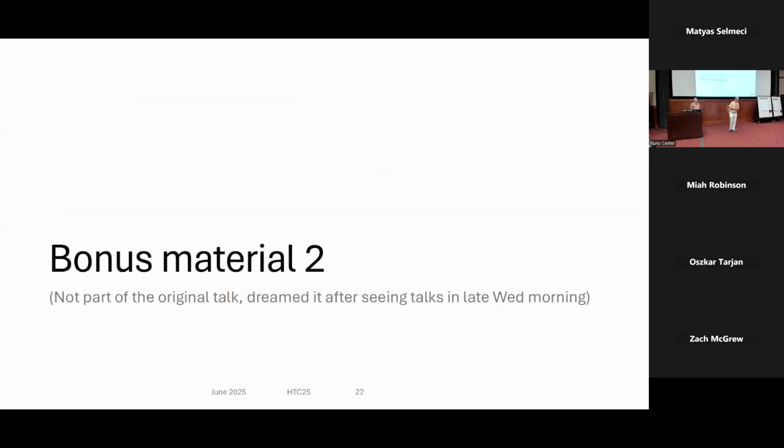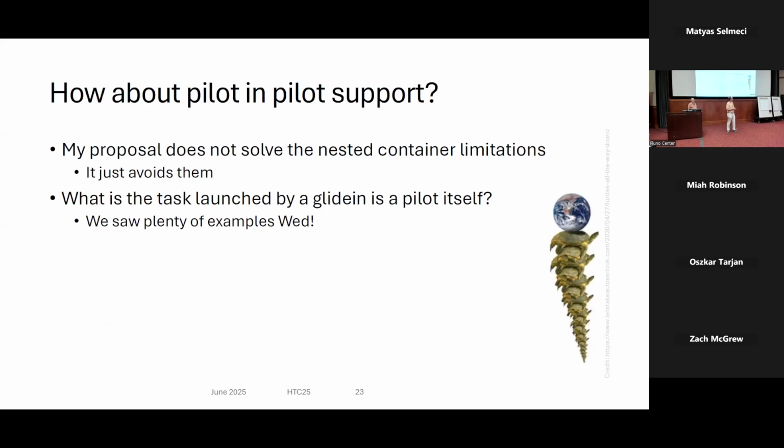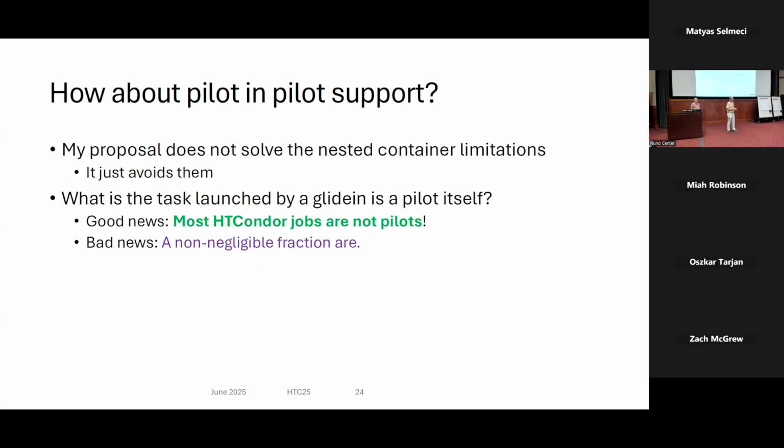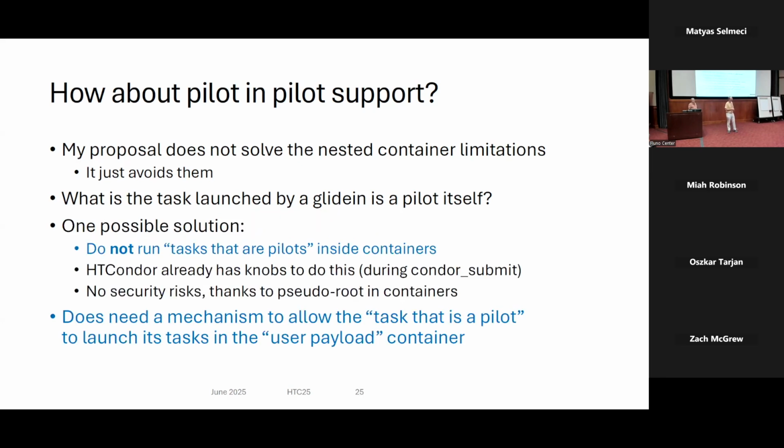So if we want to support that, maybe we should consider these alternative approaches. The other part is, how about pilots in pilots? Because I'm not solving the problem of nested containers. I just work around it. And we saw a lot of pilot talks yesterday. Yeah, it's turtles all the way down, which is unfortunate. The good news is the vast majority of HTCondor jobs are not pilots in pilots, so my approach will work for them. So if we are happy to support 80% of all the jobs, things will work. But 20% or whatever it is, it's not negligible. So is there something we can do about it?